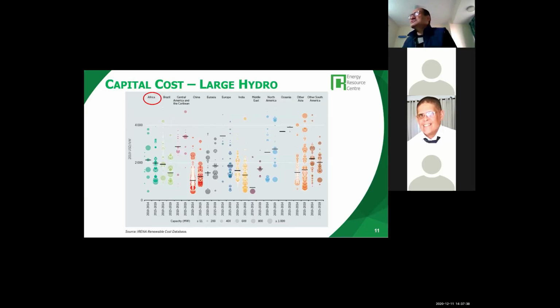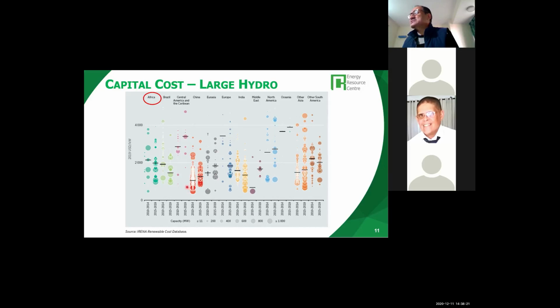Yeah. Okay. Now, if you see, this is for large hydro. I'm looking at Africa, and you see that the average is a little more than $2,000 per kilowatt. Sorry, I want to put a better pointer. You see, this is Africa. For Africa, the average is a little more than 2,000 for large hydro.